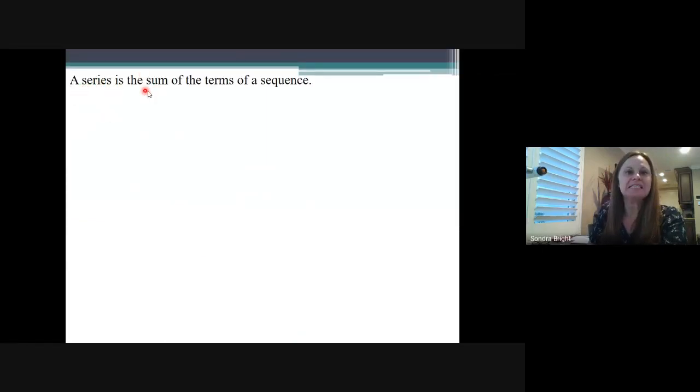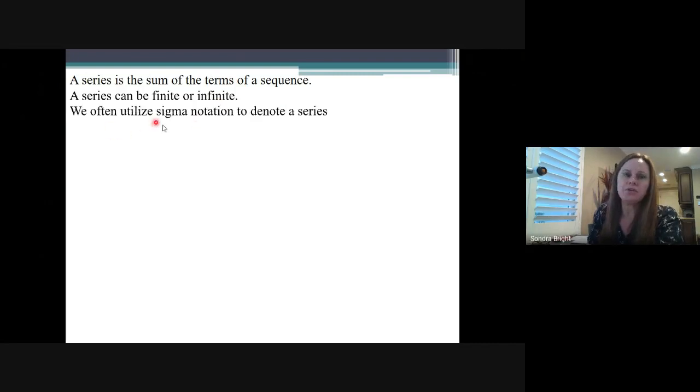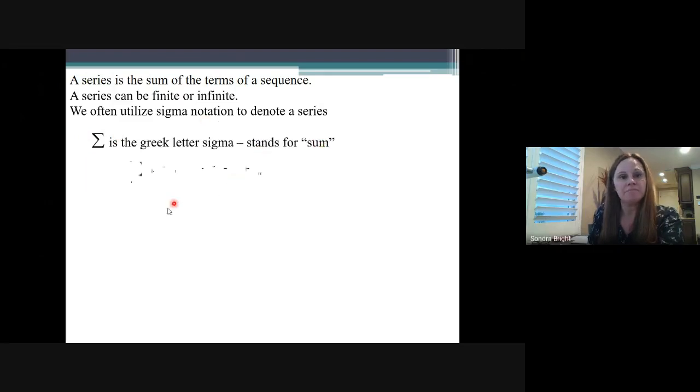A series is the sum of the terms of a sequence. So you'll have a sequence, and when you have plus signs in between each of the terms, that makes it a series. Sequence has commas, series has plus signs. So a series can be finite, meaning just a certain amount of terms, or it could be infinite. And we usually use sigma notation to denote a series. You saw that last chapter. This guy is the Greek letter sigma. It's capital sigma, and it stands for the sum.